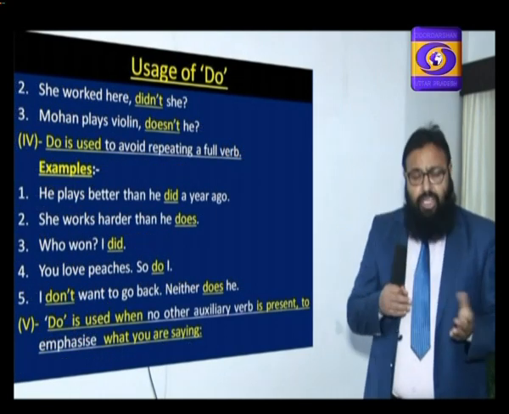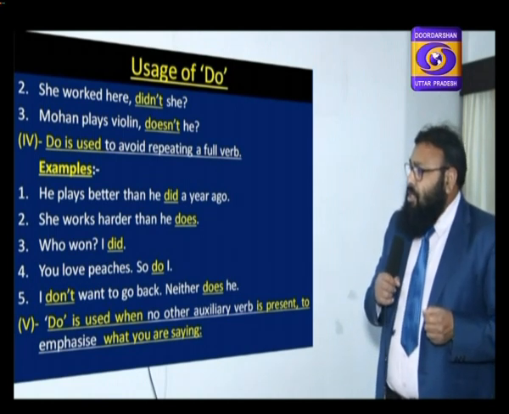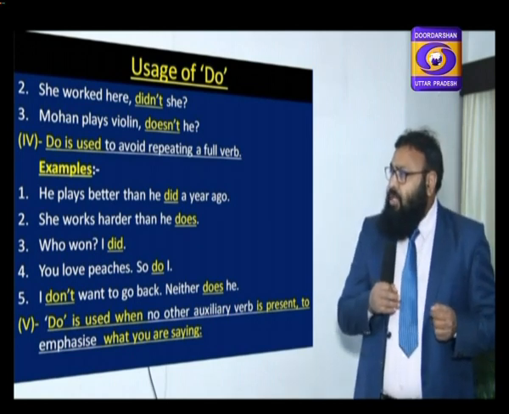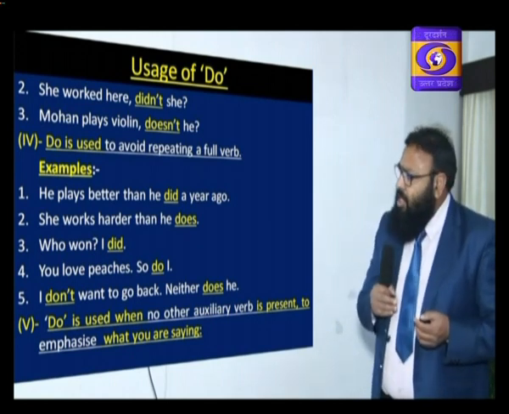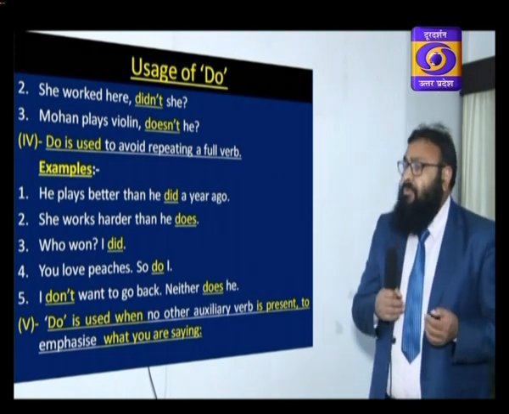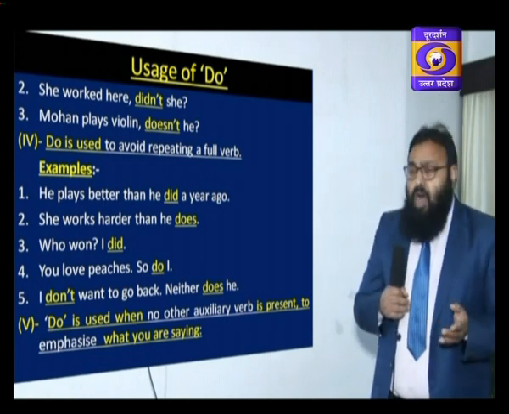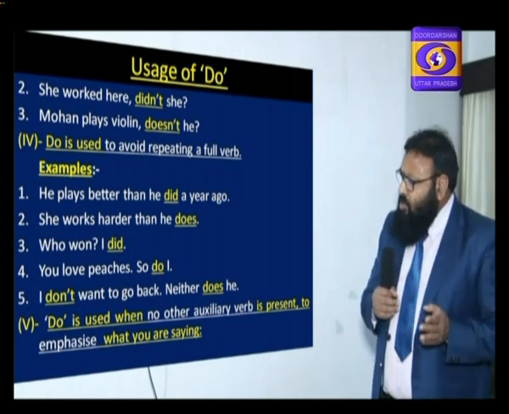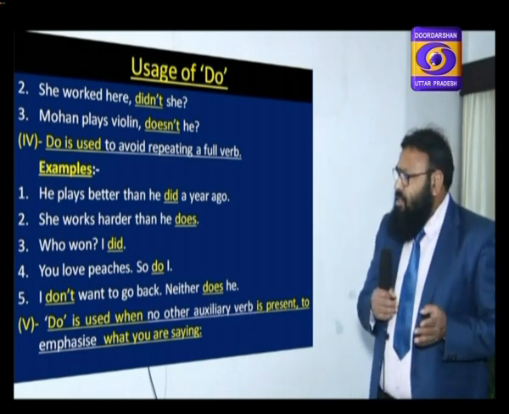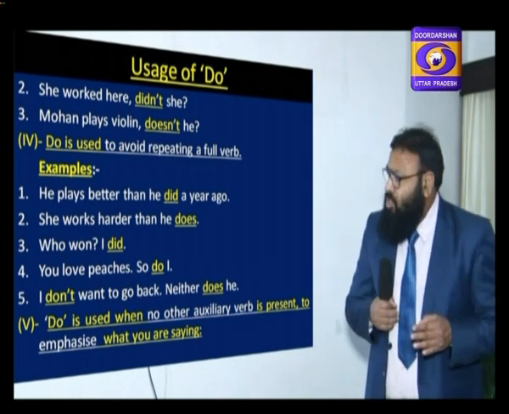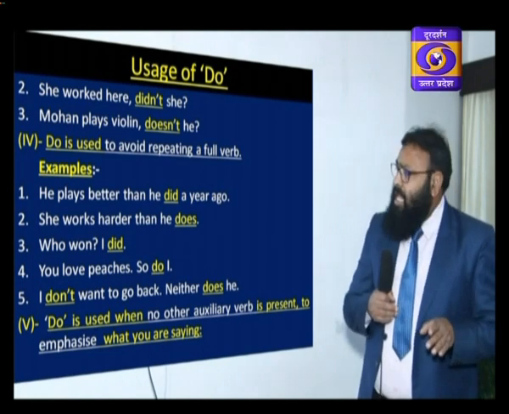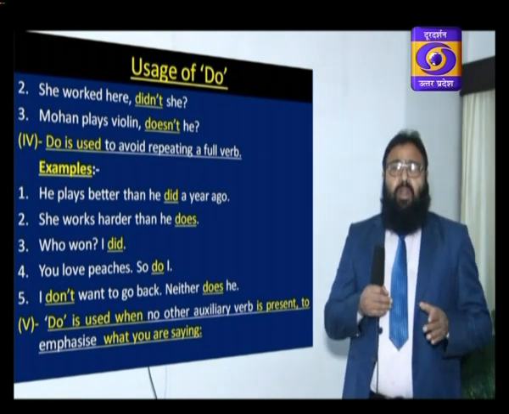She worked here, didn't she? Because this is simple past and a positive statement, the question tag is negative: didn't she? Mohan plays violin, doesn't he? Now, the statement is positive, simple present, and the subject is singular, so doesn't he has been used. What happens in a question tag? The first helping verb and the subject are repeated.